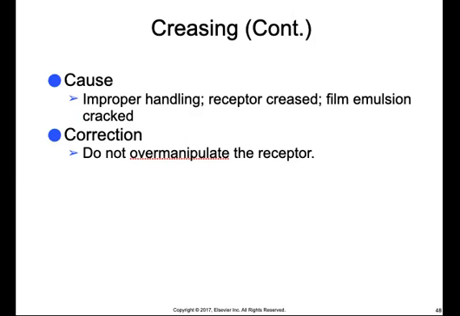So once a receptor, or a plate receptor, is creased, and plate receptors are phosphor plates that are reused, and these are usually placed inside of some type of envelope that will seal it so that there's no risk of cross-contamination between patients. And if that happens on one of these phosphor plates, it will damage it permanently, and that particular plate will need to be replaced.